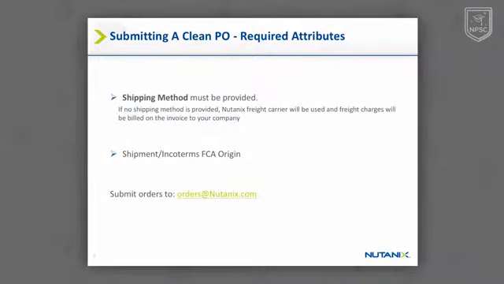Next, I'd like to go over the ship method. Please make sure to include that on your purchase order. If it is not listed on the purchase order, we will use the Nutanix freight carrier, and the freight charges will be billed and invoiced to your company. Shipment and Incoterms should be FCA origin listed on your purchase order. When submitting purchase orders, please send those to orders@nutanix.com.